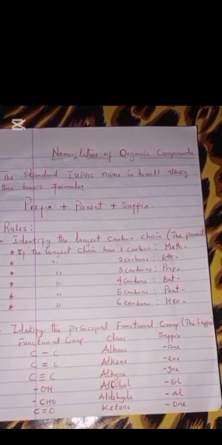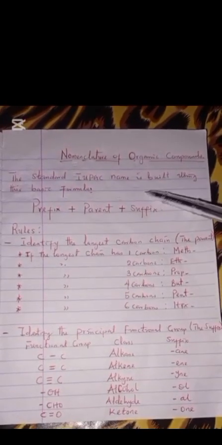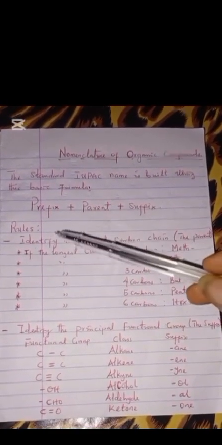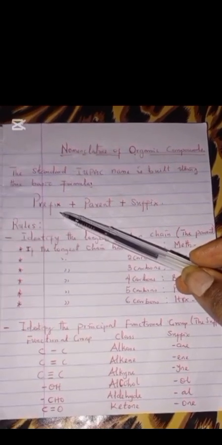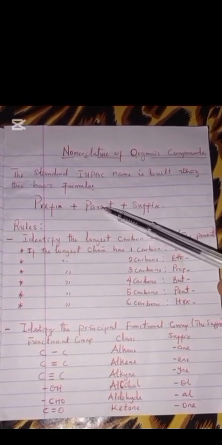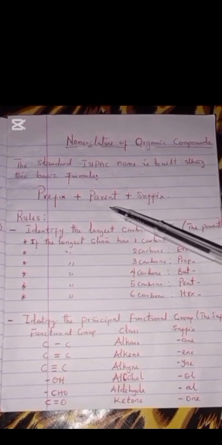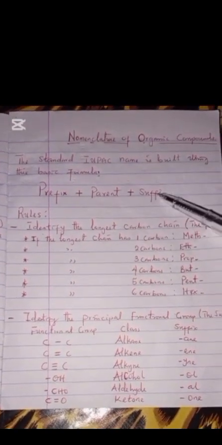language. So the standard IUPAC name is built using the basic formula, which is stated as the prefix, which is the beginning of the name, the parent, and the suffix, that is the end of the name. This is the root and the end of the name.